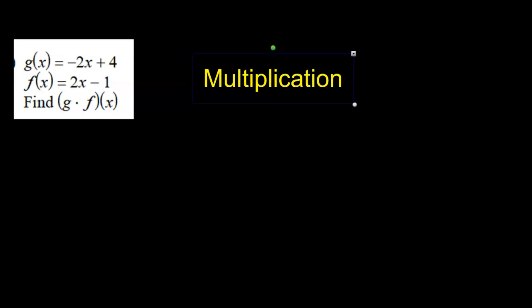Multiplication. So when you see this tiny little dot, that's multiplication, so you're just going to multiply your functions. So it's just g of x times f of x. You have to be careful though, because you're taking the functions and multiplying them times each other. So it's negative 2x plus 4, use your parentheses, times 2x minus 1.